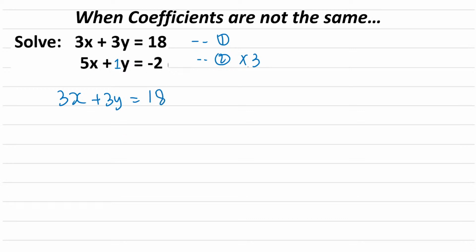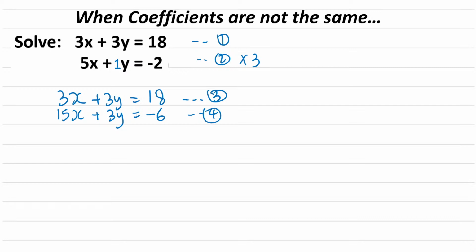Now this I'm going to multiply by 3 throughout. So 5 times 3 is going to be 15x, and then plus 1y times 3, that's going to be plus 3y, and then equals minus 2 times 3, that is going to be minus 6. So I can now call this equation 3 and 4, just to make it easy.